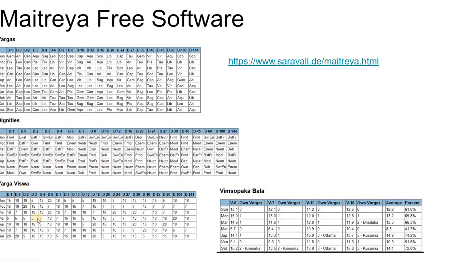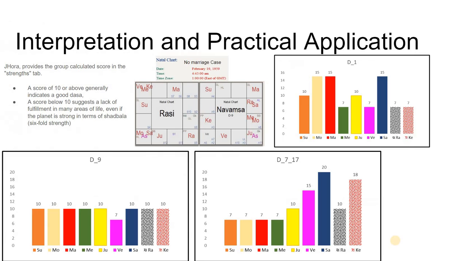And then, just as I showed you in the previous computation, it automatically computes the Vimshopaka Bala for each of the Vargas and then gives you the average also for the entire chart, containing all the divisional charts based upon the various Vargas. So this is a good software, you can maybe make use of that.